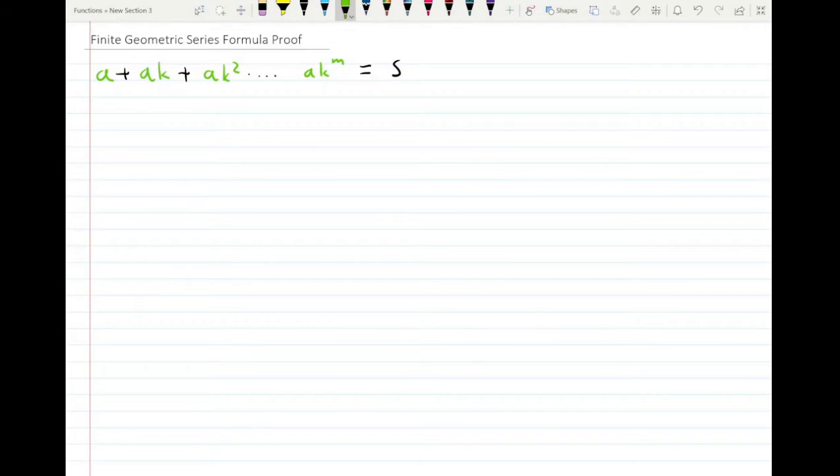What we're going to do now is multiply both sides of S by K. So K times A plus AK plus AK squared, so on, until AK to the M. And that will be equal to K times S.